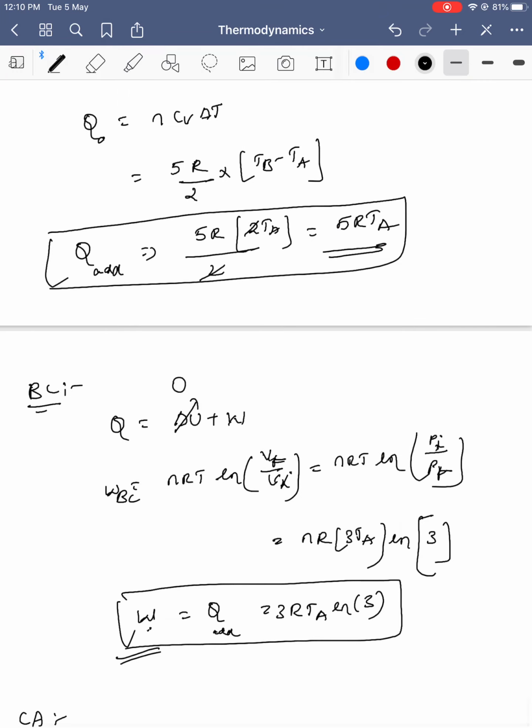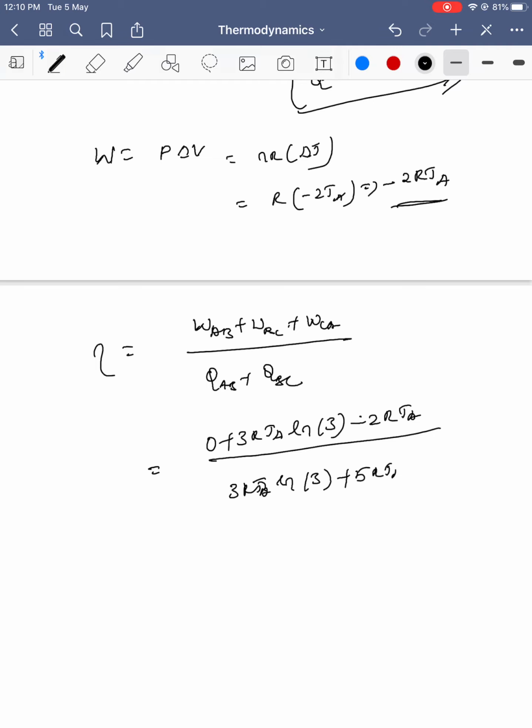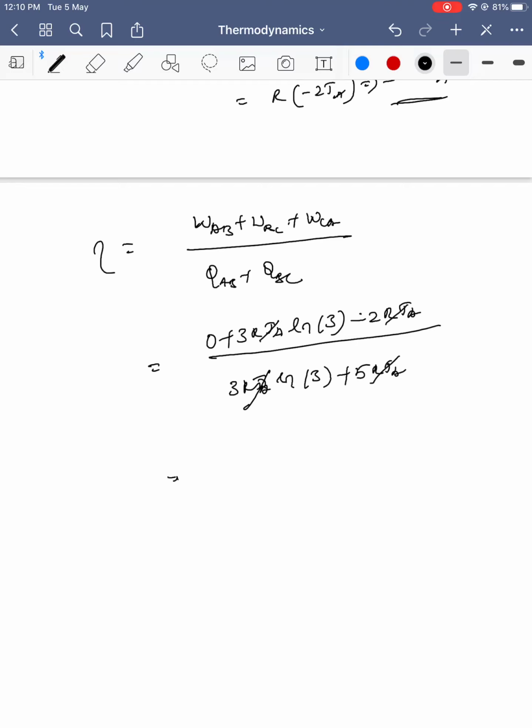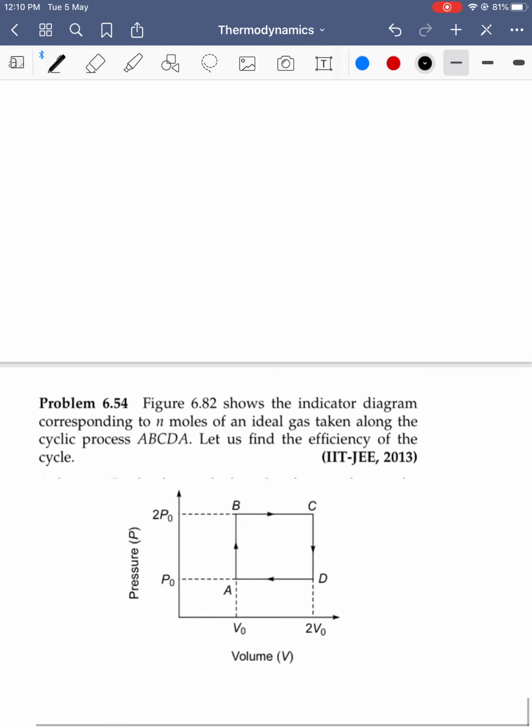AB is nothing but 5RTA plus 5RTA. RTA gets cancelled. So it is (3 ln3 minus 2) by (3 ln3 plus 5). This is the efficiency of the cycle. So, okay, the question is easy only.